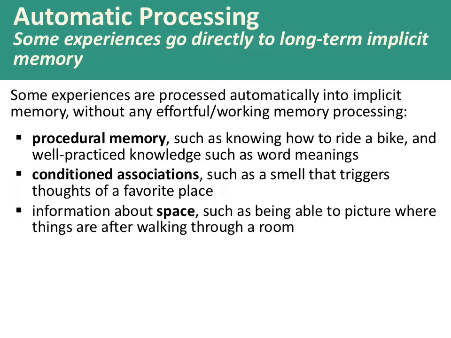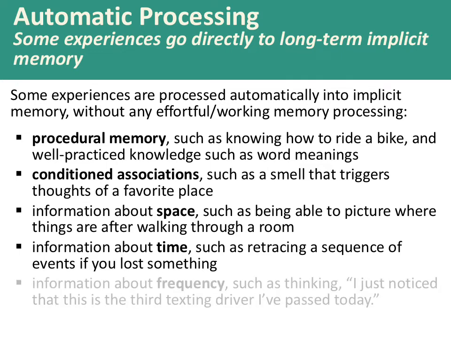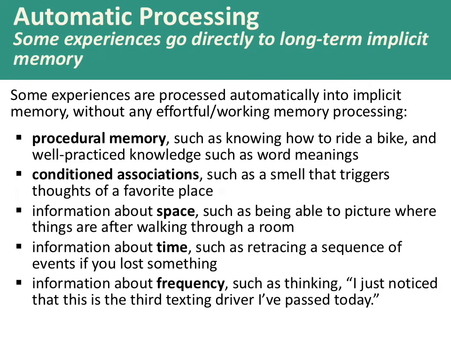Then we have information about space, such as where things are around you in space. So that would be contained in your cognitive maps that are automatically formed. And we've talked about those before. And lastly, well, actually not quite lastly, so information about time, such as retracing a sequence of events.